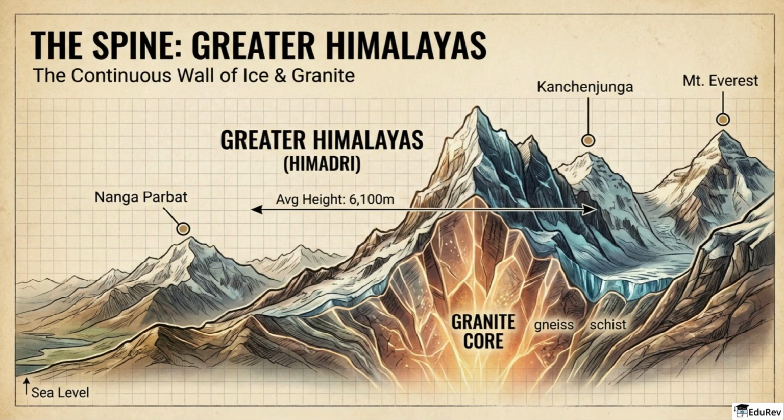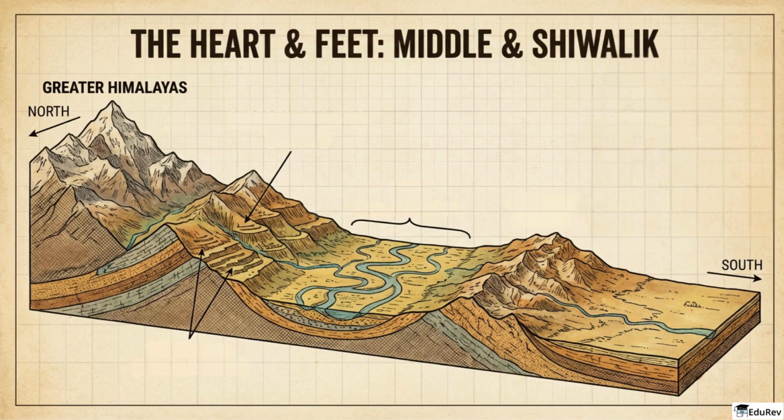Now that you know the Trans Belt, move slightly south to the Greater Himalayas, also called Himadri. Average height around 6,100 meters. Major peaks: Nanga Parbat, Kanchenjunga, Mount Everest. Rock core: granite, gneiss, schist. This is the highest, most continuous range. Now move further south. Middle Himalayas, also called Lesser Himalayas, include hill stations like Shimla and Nainital. Further south lie the Shivaliks, the youngest and most fragile.